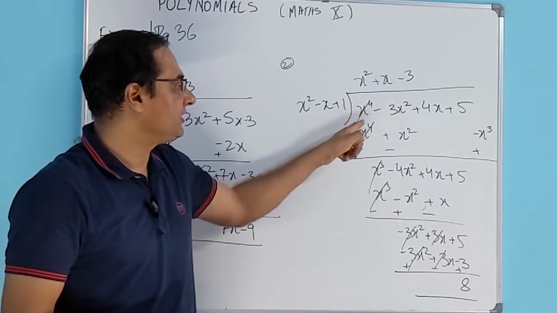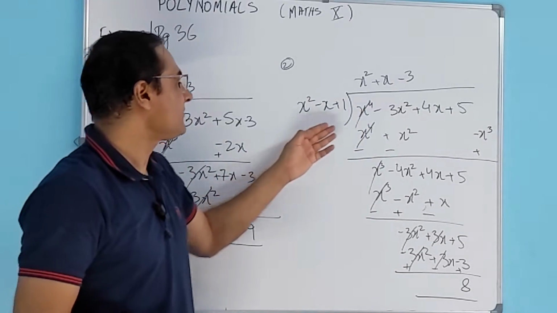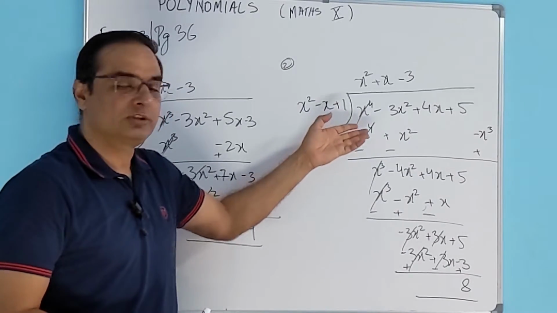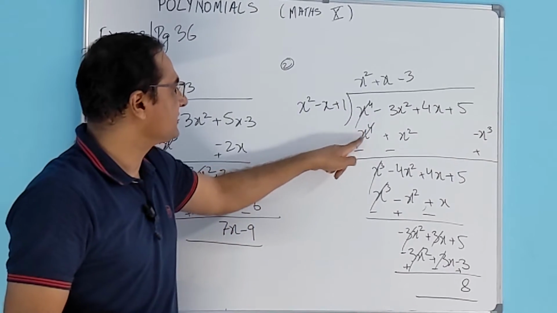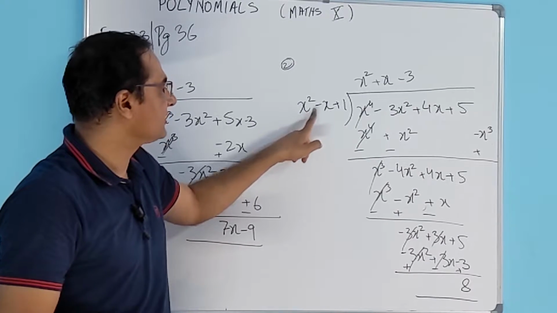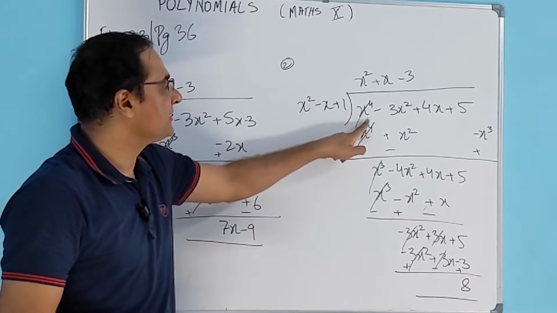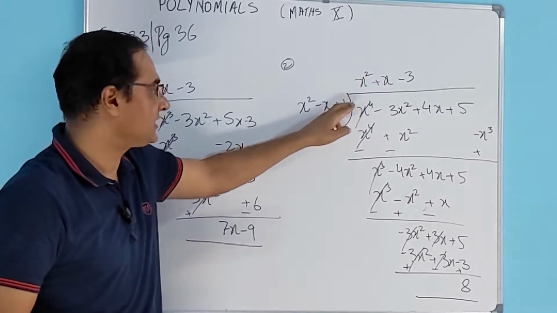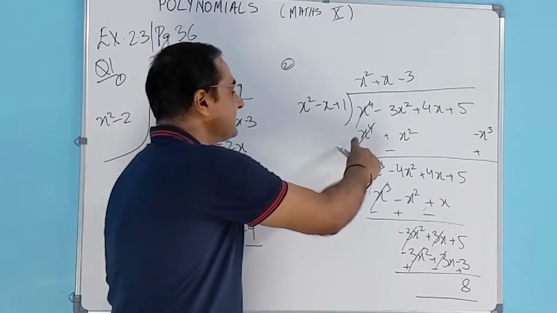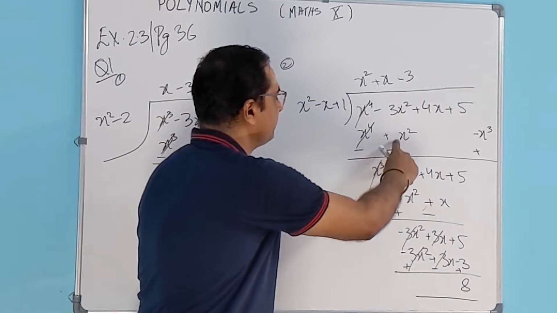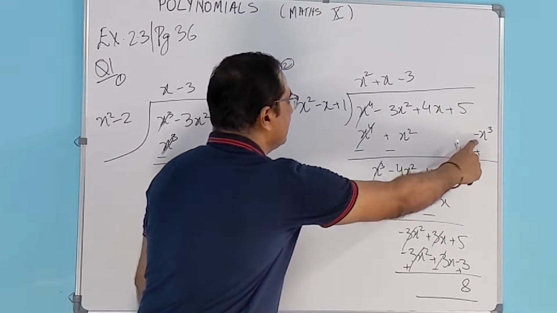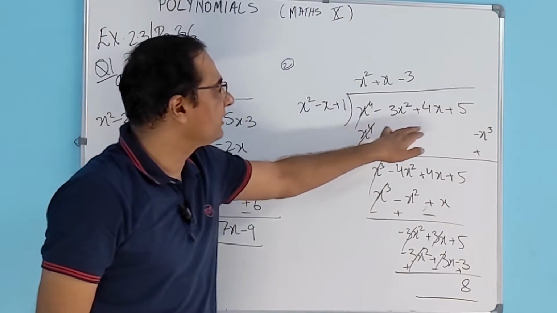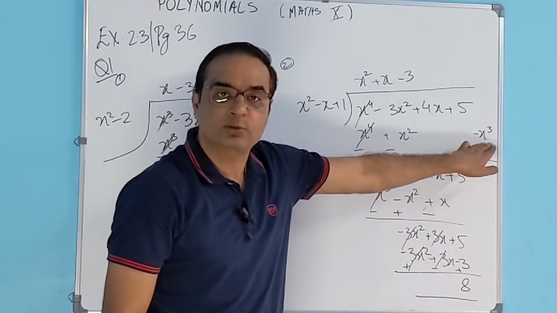How do we do that? We try to eliminate the first term. The degree of this polynomial is 4, the degree of this divisor is 2, so definitely we can divide it. Looking at the first term, what do we need to multiply x square by so that this term is eliminated? x square. So we write x square as the first term of the quotient. x square multiplied by this whole divisor gives x raised to power 4 plus x square minus x cube. Since we know that there isn't any x cube term over here, as of now we are going to write that over here.